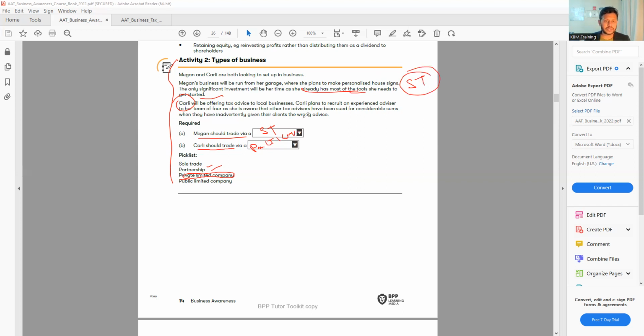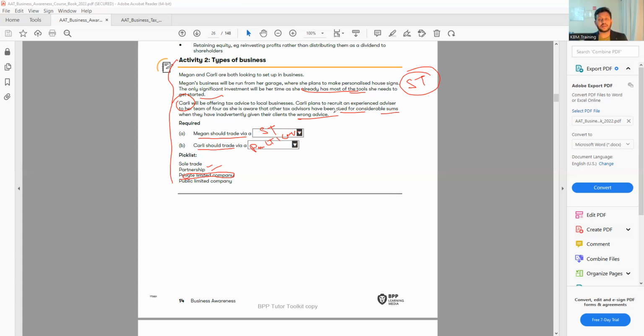With Carly, you can see she's saying that before there have been some issues. The team is aware that other tax advisors have been sued for considerable sums when they gave the client the wrong advice. So it is possible that if they don't take action now, they can end up with the same thing, and the client can sue them and they have to pay a lot of money for that.